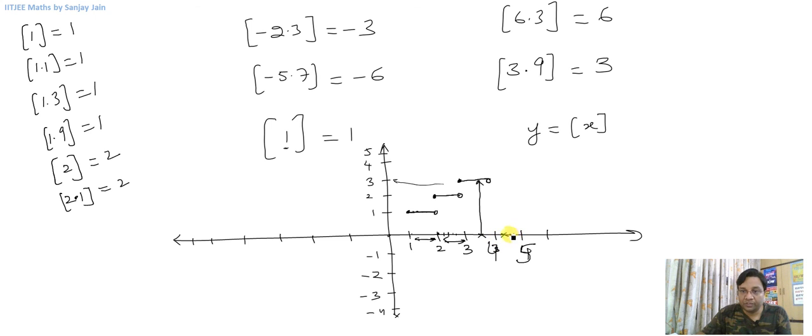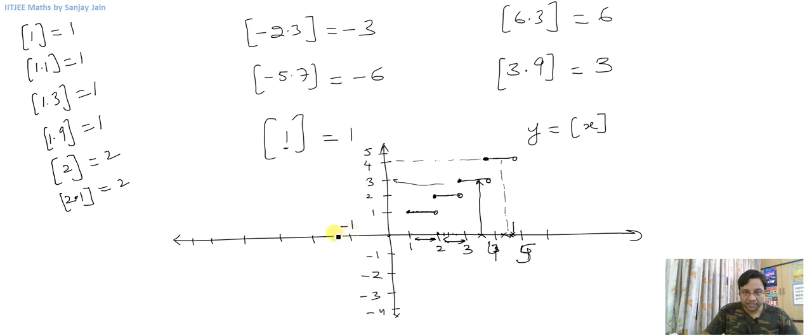Similarly, between 4 and 5, you will get a value of 4 at every point between 4 and 5, right? At 4, you obviously will get 4. At 5, you will get 5. So you will not get 4 here. I hope you have understood what I am trying to say here.